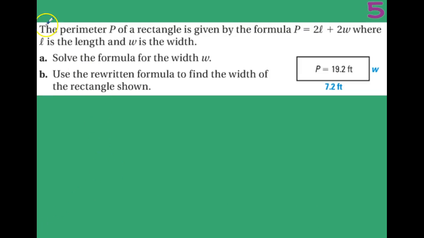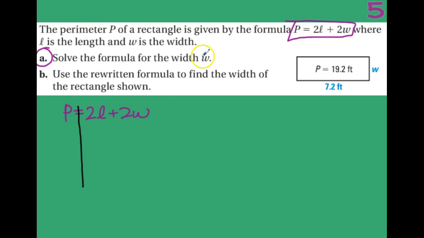Here's another one. It says the perimeter P of a rectangle is given by this formula. Here's our equation, where L is the length and W is the width. Solve the formula for the width. So I'm just going to write it out. P equals 2L plus 2W.